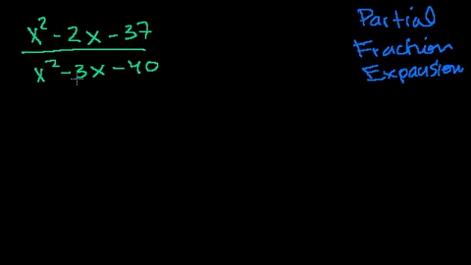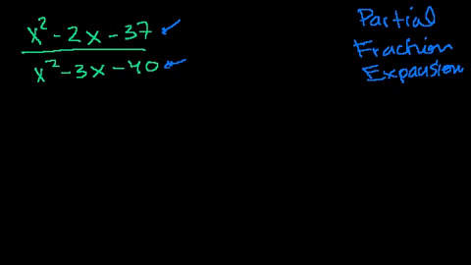And the first thing you've got to do before you can even start the actual partial fraction expansion process is to make sure that the numerator has a lower degree than the denominator. In the problem that I've written right here, that's not the case. The numerator has the same degree as the denominator. So the first step to simplify this and get it to the point where the numerator has a lower degree than the denominator is to do a little bit of algebraic division.